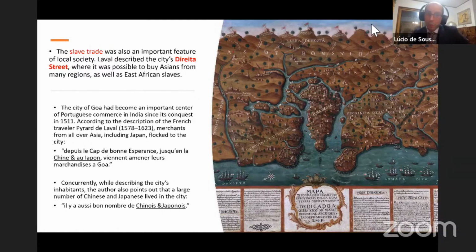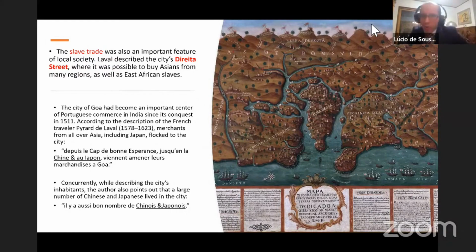And describing also the community living in the city, he mentions many people from Asia, from many nations. He also identified the Chinese and the Japanese, because he wrote, "il y a aussi bon nombre," so a great number, "de Chinois," of Chinese, "et Japonois," so Japanese.